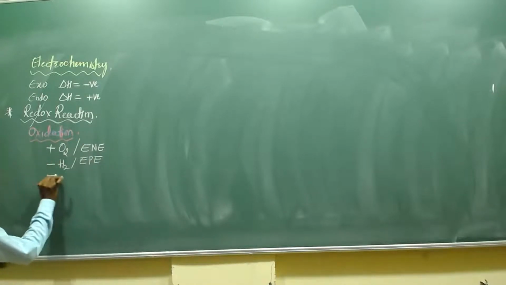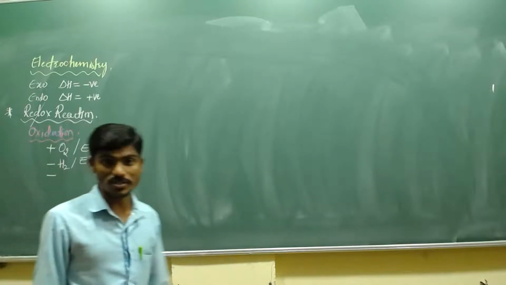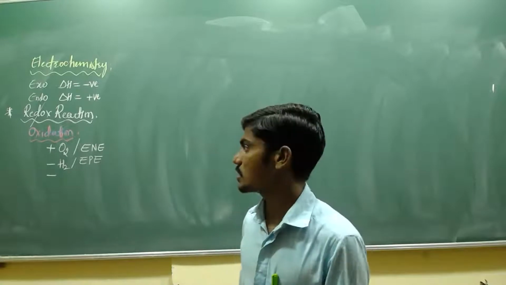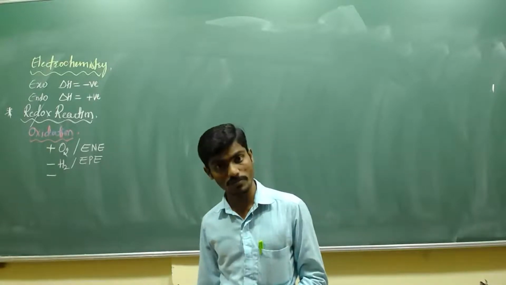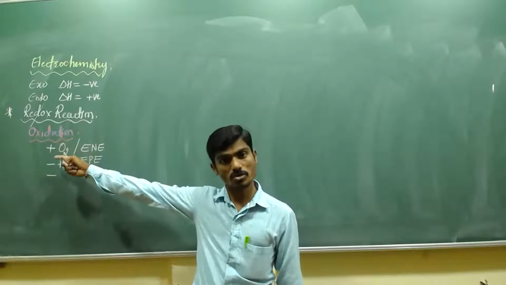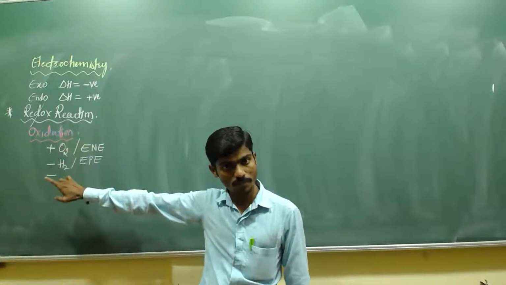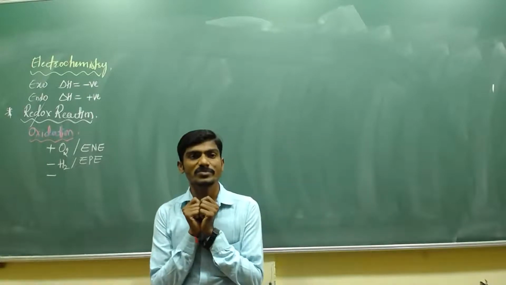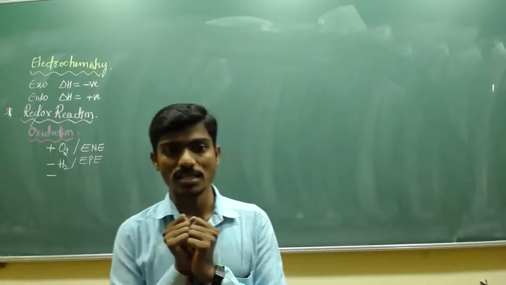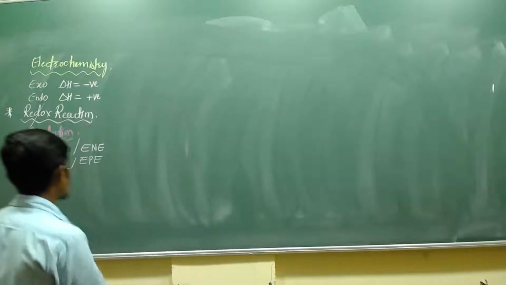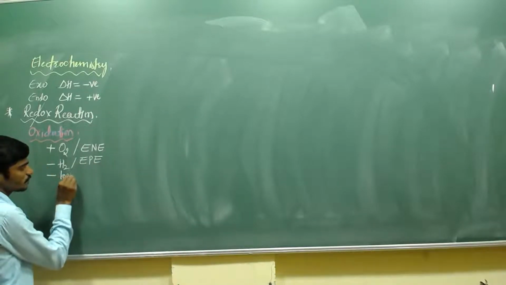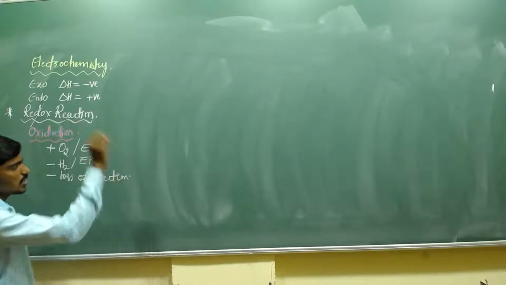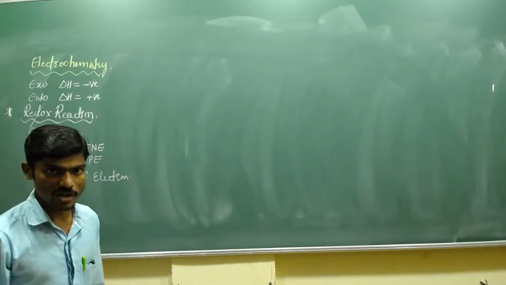Next, in terms of electrons, these are the basic definitions: oxygen, hydrogen, and electrons. We are going to define oxidation in three terms: in terms of oxygen, in terms of hydrogen, and in terms of electrons. In terms of electrons, oxidation is defined as loss of electrons, right? So loss of electrons is also called oxidation. So five definitions are available.